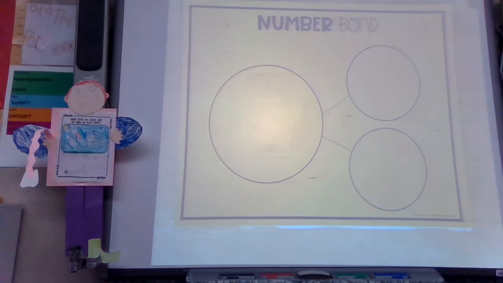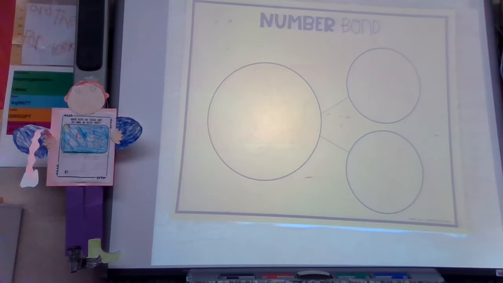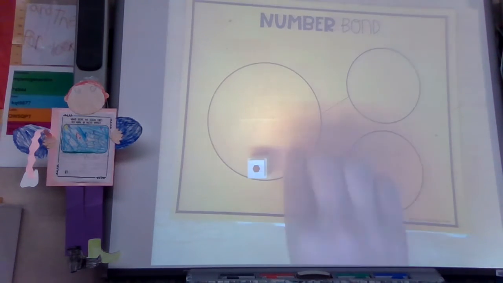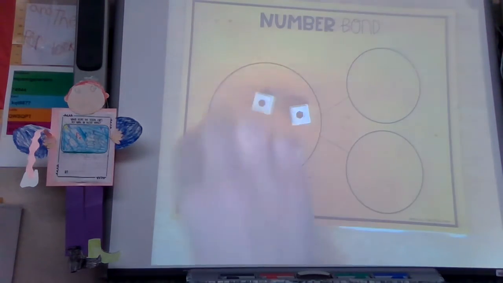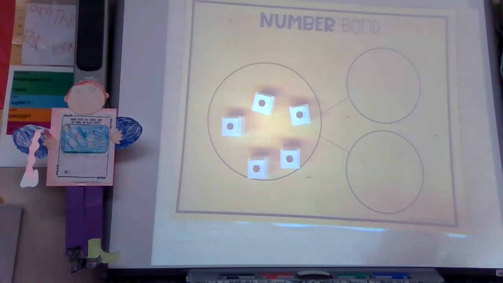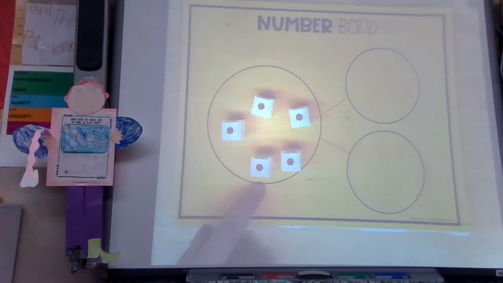Let's pretend that I have 5 apples. I'm going to put 1, 2, 3, 4, 5 cubes on my number bond in the big circle on top. That shows that I have 5 apples as a whole. That means they are all together.